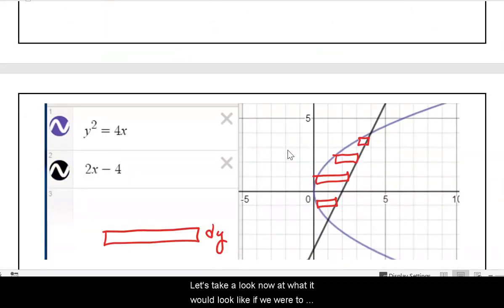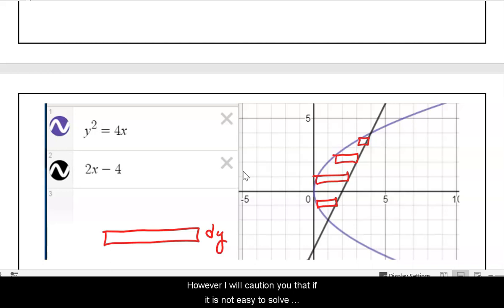Let's take a look now at what it would look like if we were to flip the orientation and integrate with respect to y. This will make our rectangles run horizontally so that the differential, the short end, is dy. You'll notice that in all cases, all along this closed region, we have the slanted line on the right and the parabola on the left. That makes this a good choice for integration with respect to y.